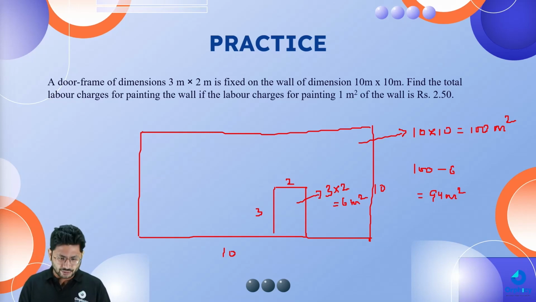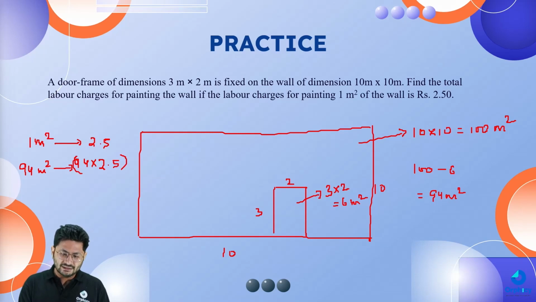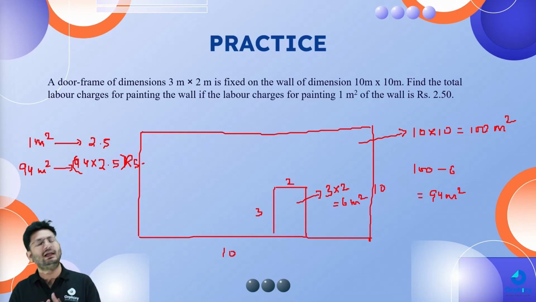अभी यूनिटरी मेथड याद करो, that if 1 meter square will cost 2.5 rupees, so 94 meter square should cost 94 into 2.5, this much amount needs to be paid. So this is how we are going to do questions of painting a wall या फिर area calculate करके we'll get the total cost of the work and all those things.